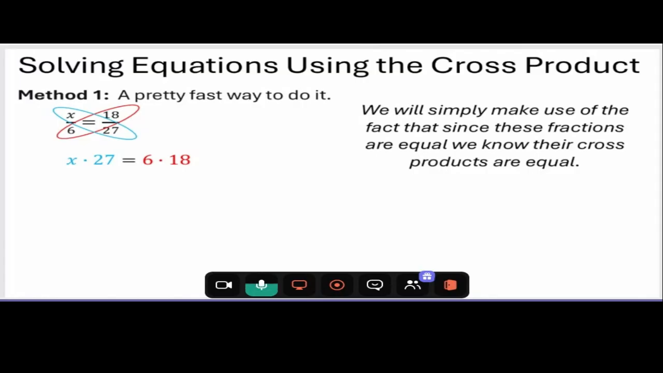And again, I'm going to say it over and over. If this was a plus or a minus or a times sign or a divided sign there, this doesn't work. It only works for an equation, a fraction equals another fraction.